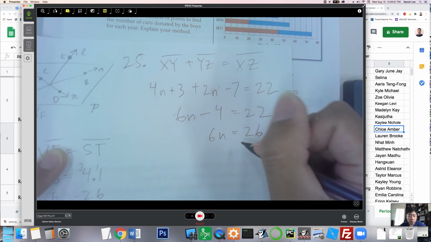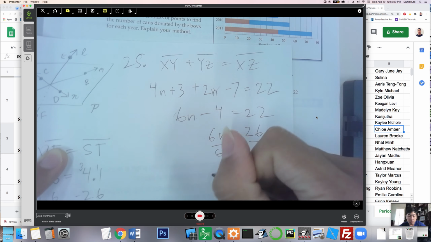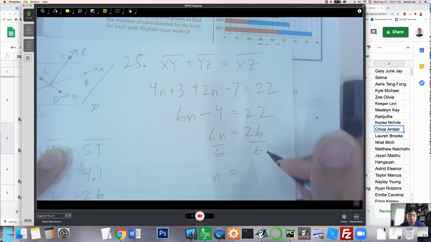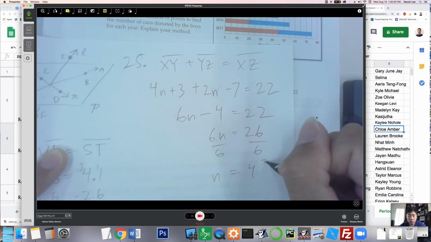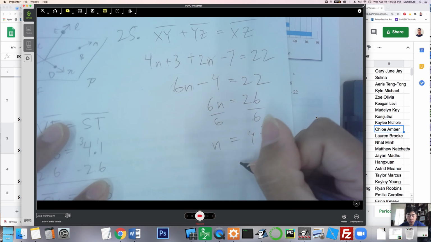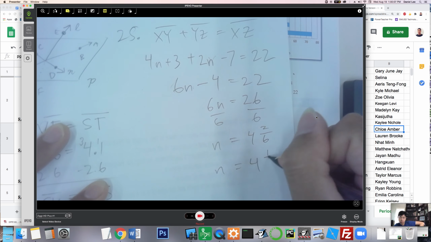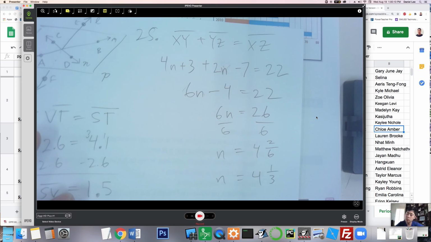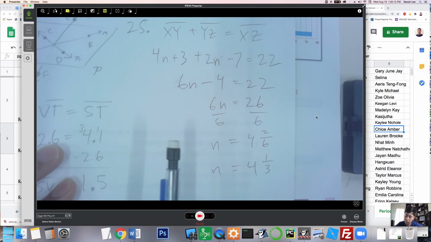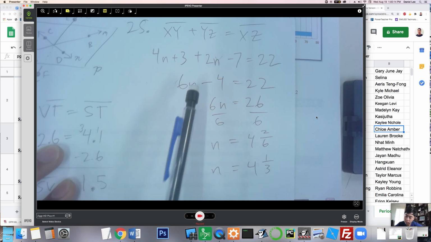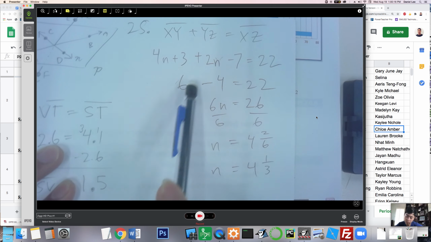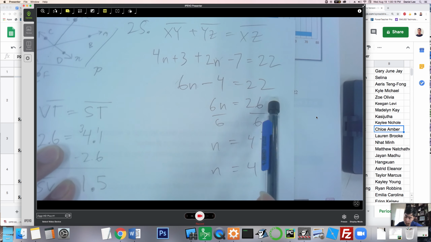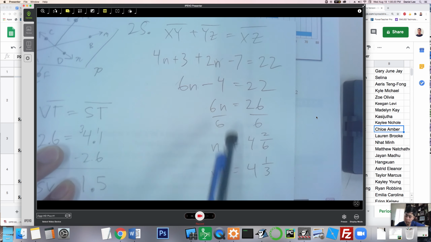Then we divide by 6 on both sides, so we get n is equal to 4 and 2 sixths. So n is equal to 4 and 1/3. That's a messy little number that we got there. Let me double check my math to see if it's correct. So negative 4, that's right. We got 6, yes. We add 4, that's 26, yep. Okay, so the math looks good.